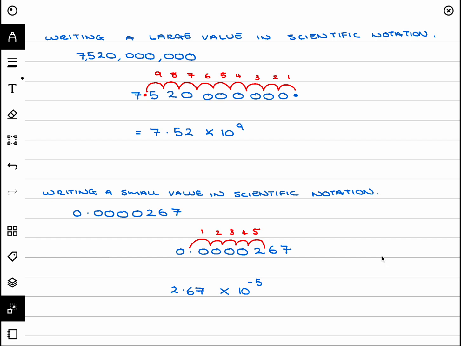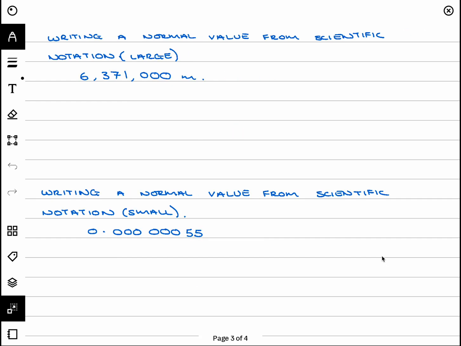Okay, let's go to the next page. So what I'm going to look at here is writing a normal value from scientific notation. So this is the value that I'm going to write, but I might write this as 6.371 times 10 to the 6. This is the radius of the Earth. Okay.